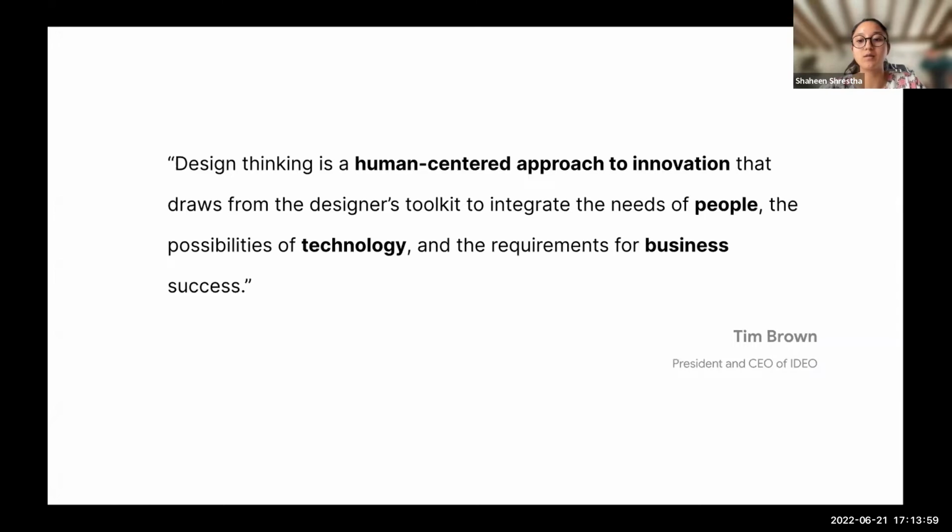Now, to give you a formal definition: design thinking is a user-centered, human-centered approach to innovation that draws from the designer's toolkit to integrate the needs of people, the possibilities of technology, and the requirements for business success. So, as you see, there are 4 components that make up design thinking. This is a formal definition by Tim Brown, who is the CEO of IDEO.